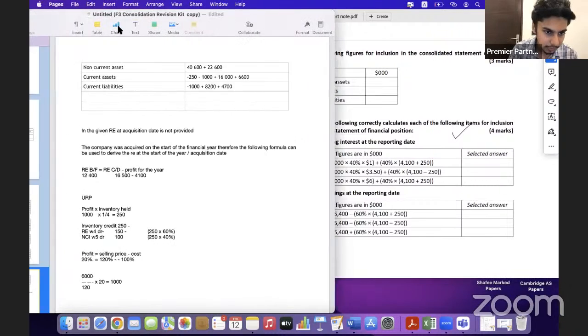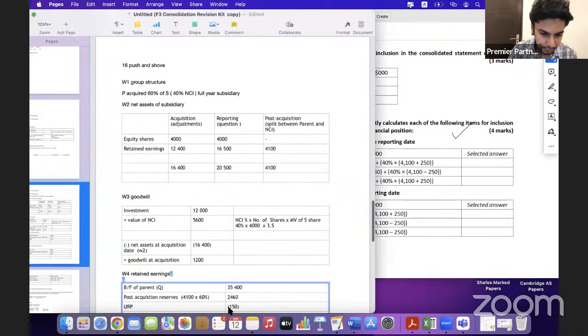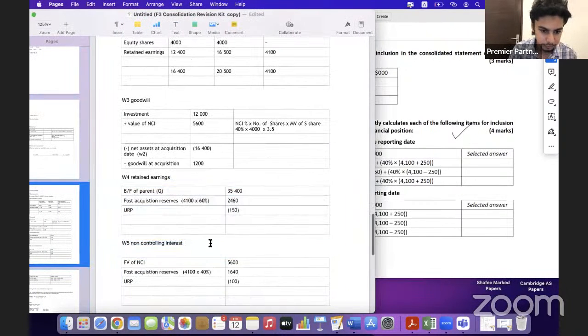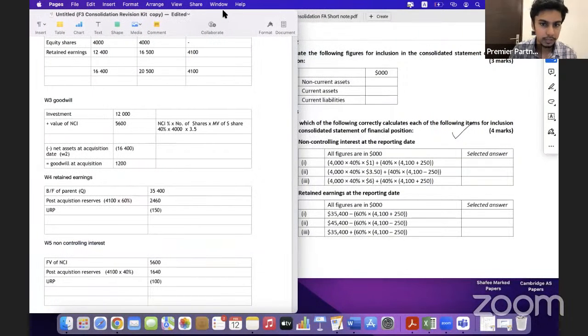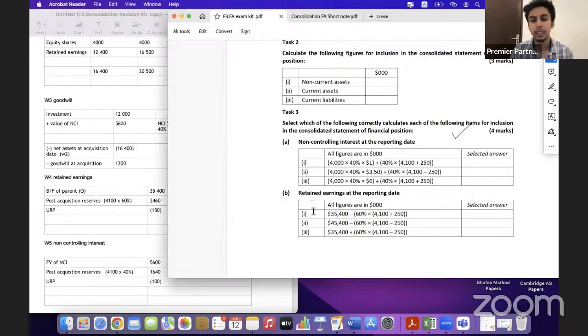Non-controlling interest. Now guys, here on the screen, you can see the working, no? Okay. They are asking, how did you get these numbers? Non-controlling interest, they don't want the final answer. They are asking you, how did you get these? Show the working. Even the retained earnings, they are asking you, show the working. How did you get the answer? Now, guys, look at these numbers and quickly select the proper option on how you got the correct answer.